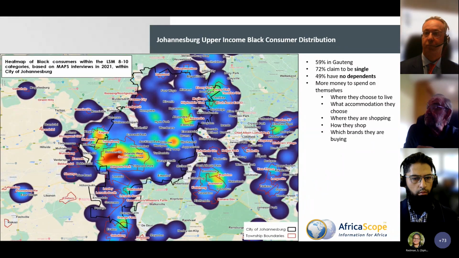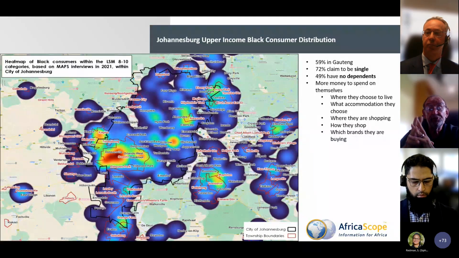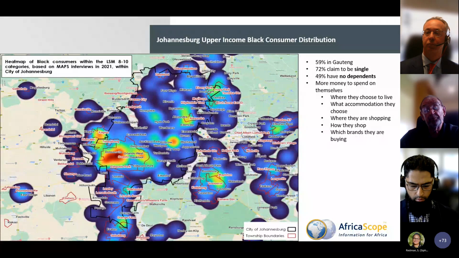In terms of percentage, about 59% of LSM 8 to 10 is living in Gauteng. 72% claim to be single, and just under 50% say they have no dependents. This is very important because it impacts on the way they spend their money, where they choose to live, what accommodation they choose, where they do their shopping, how they shop, and which brands they're buying. So it's significant to understand that distribution of the upper income. If the upper income is your target market, obviously we can do the maps for any level of income.